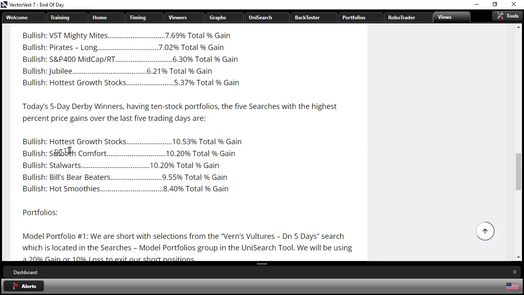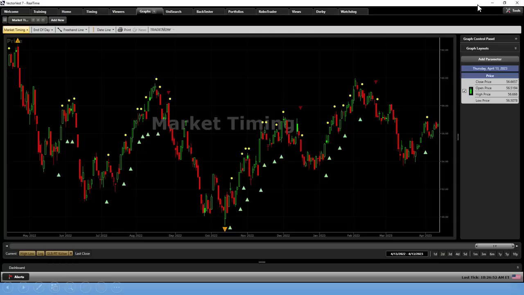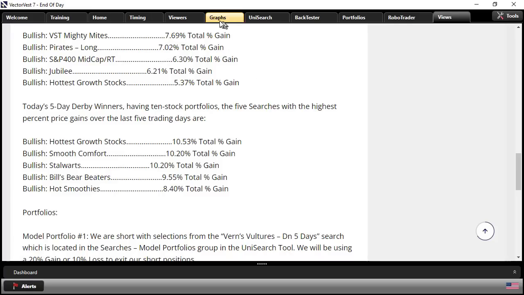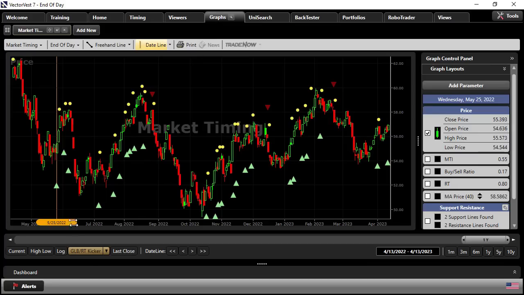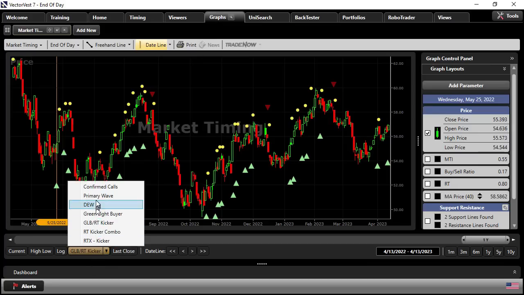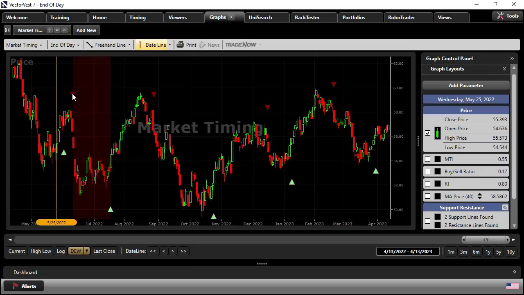Hottest growth stocks was our top performing 5-day search, and it continued to perform on a 1-day basis. So I'll write this down on the signal from the 25th. Hottest growth stocks was the Easy Rider search, and we would have held that basket through the DEW down signal of June 10th.